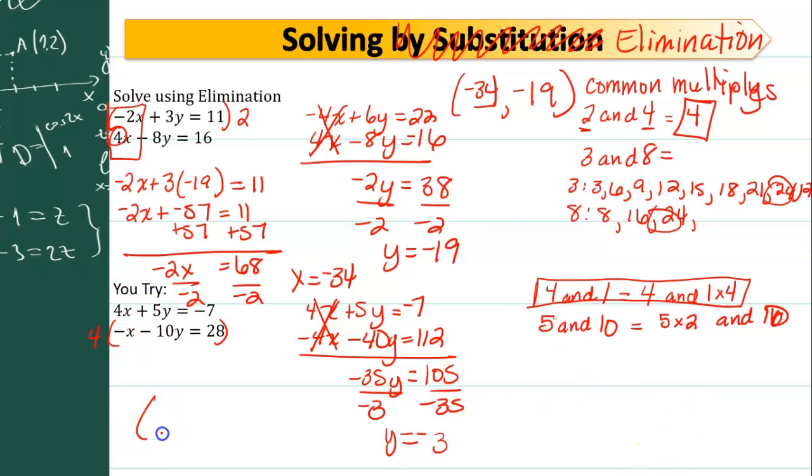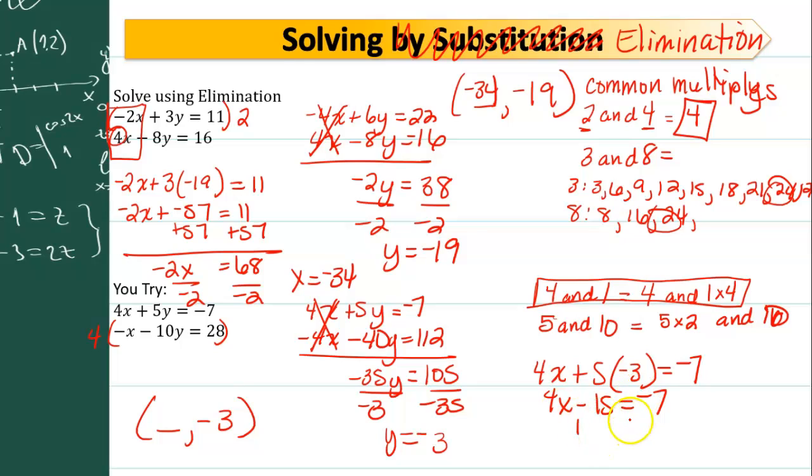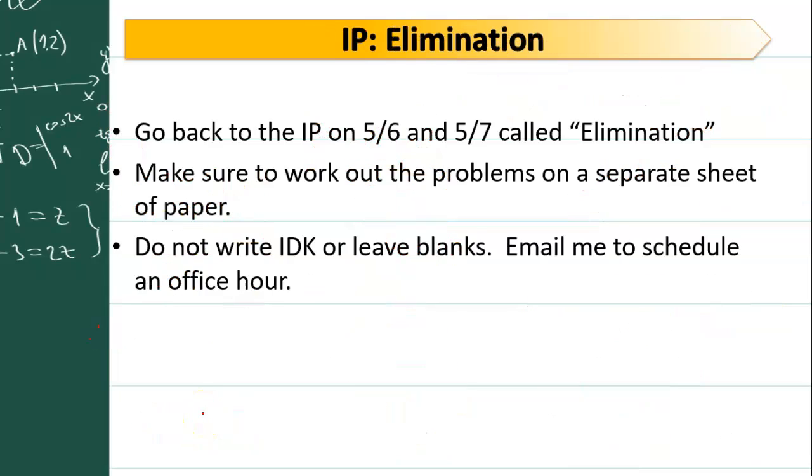So I don't have my whole answer yet. I know that y is negative 3, so I'm going to replace one of these with y. So we have 4x minus 15 equals negative 7. I'm going to add 15 to both sides. Sorry, I didn't leave myself quite enough room for this. So 4x equals 8. Divide both sides by 4, so I know that x is 2. So my solution here is that x equals 2.